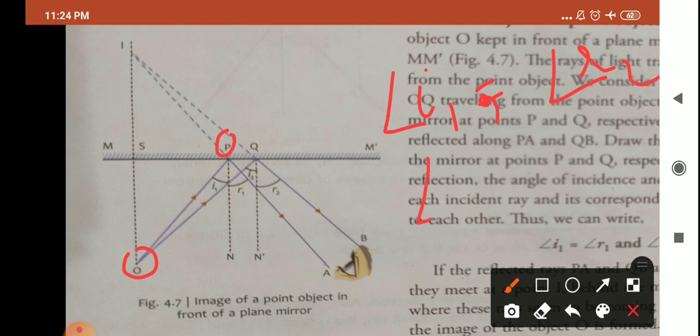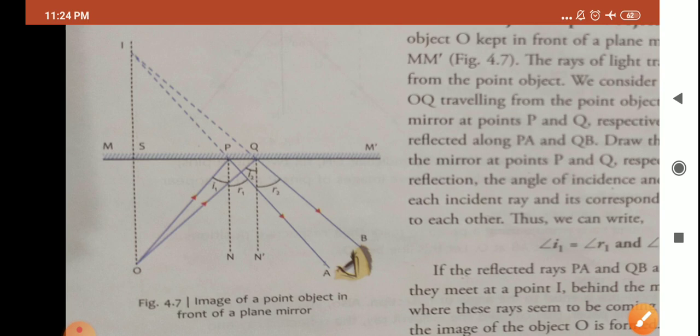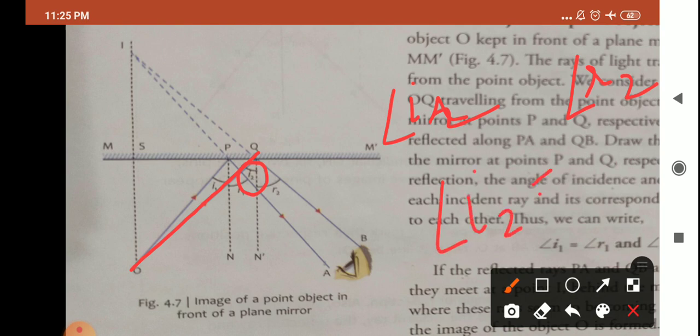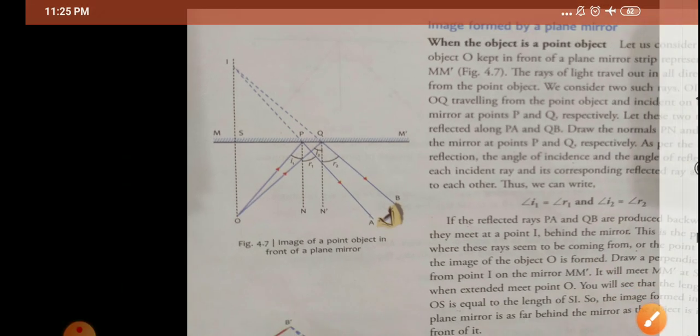You can see, hence we can say that angle I1 will be equal to angle R2. Same way, if I say that a ray OQ is forming angle of incidence I2, that is angle I2, and angle of reflection it is forming angle R2. So again they are following laws of reflection, hence we can say that angle I2 will be equal to angle R2. I hope children I am clear to you.